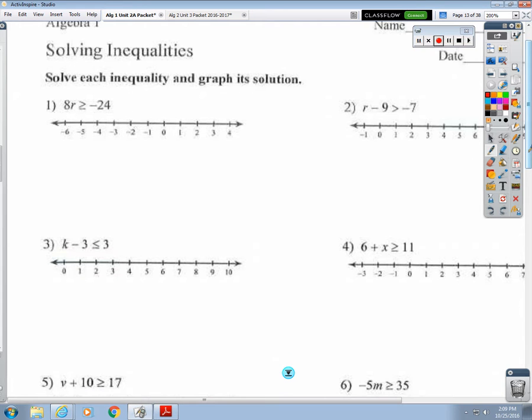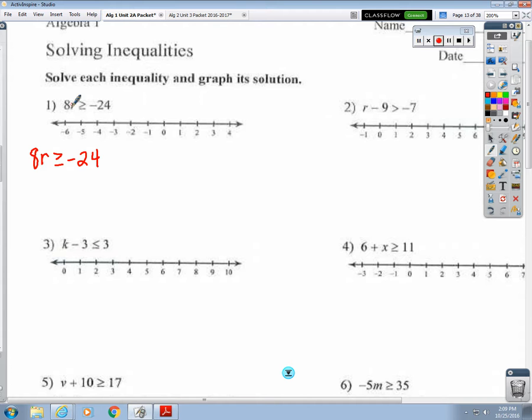Number one, today we're going to be solving inequalities. Solving inequalities is pretty much the same as solving equations. There are some additional rules, okay? So the first thing I would like you to do is rewrite this inequality below the number line so that you actually have some room to work it.